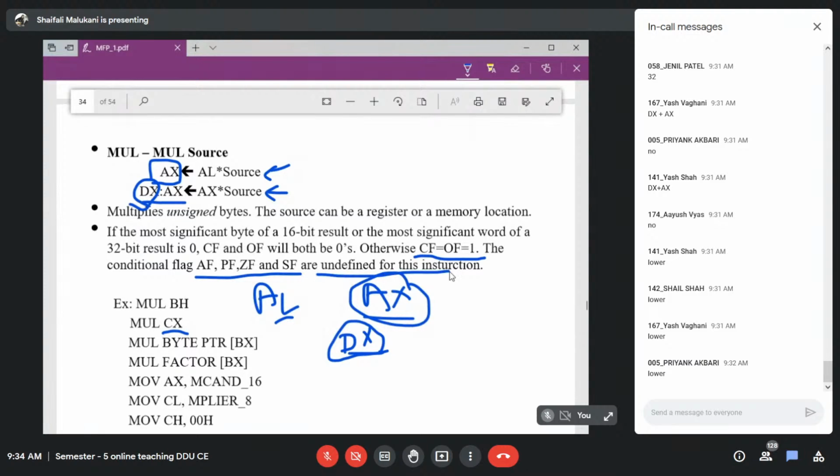Okay, but what about other flags? They are not defined for this instruction. Other flags are not updated because of this instruction, and they will not show you values because of mul. Only these two flags are updated, and they are also not showing their usual results. So the others will be unchanged or undefined.